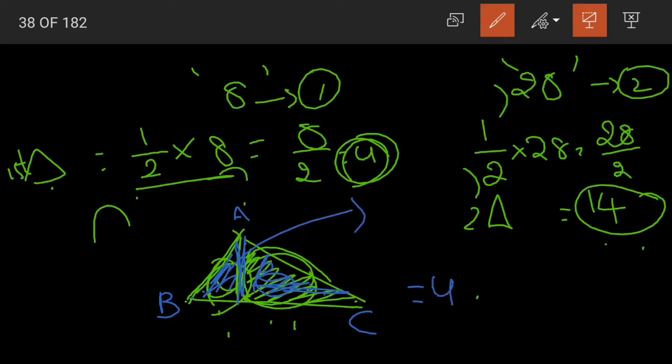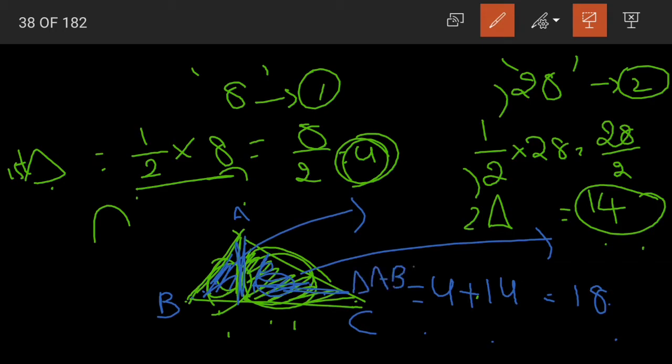Area of first triangle 4 plus area of second triangle 14. So 4 plus 14 is equal to 18. This is the area of our triangle ABC, 18. And what is the unit of measurement? It is 18 square units. As we have counted the number of squares and found out our area, the unit would be square units. Area of our triangle ABC is equal to 18 square units.